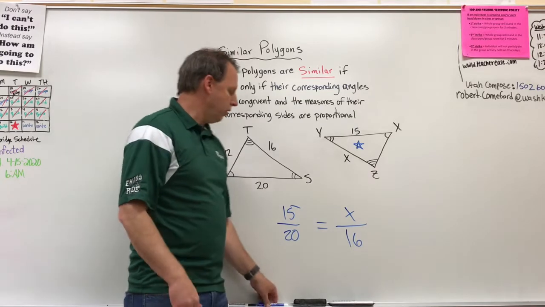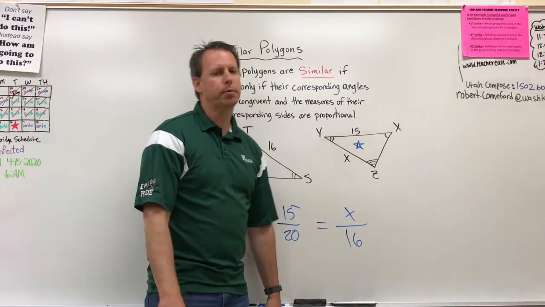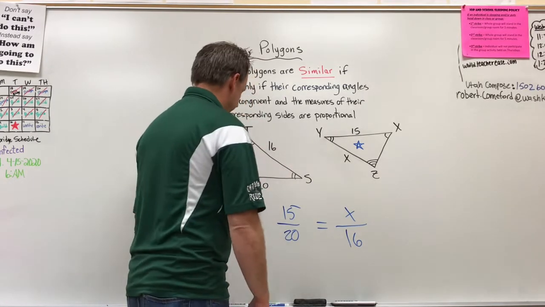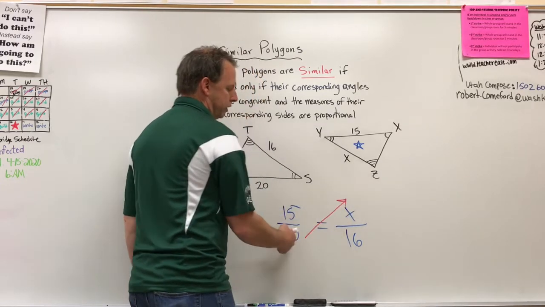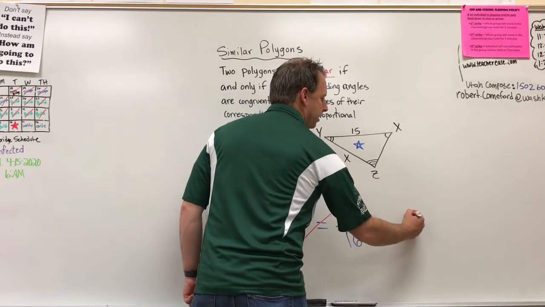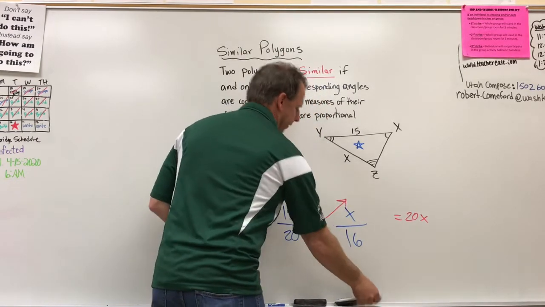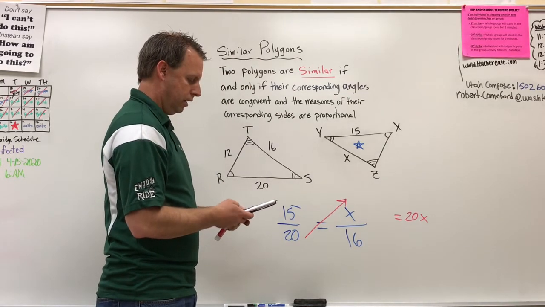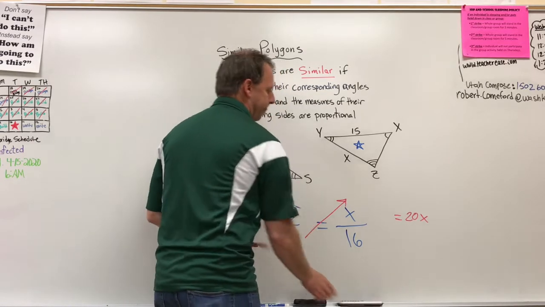So at this point though, once you've got your proportion set up, it's pretty easy. We practiced solving proportions last time. Cross multiply, set them equal to each other, and away you go. So let's do that. I'm going to do that one first because that's easy. 20 times x, 20x, set that equal to 15 times 16. 15 times 16, come up with 240.